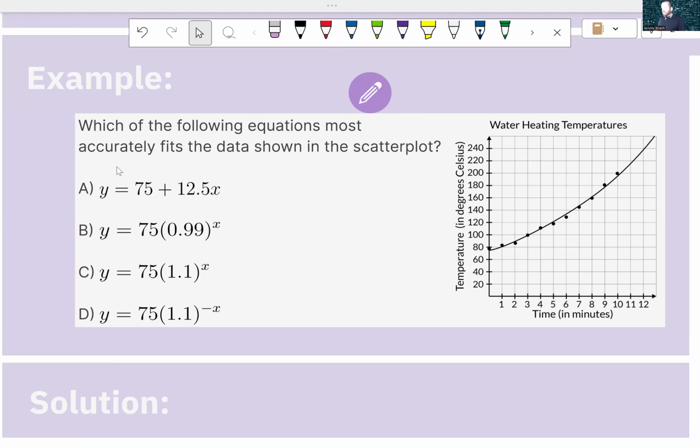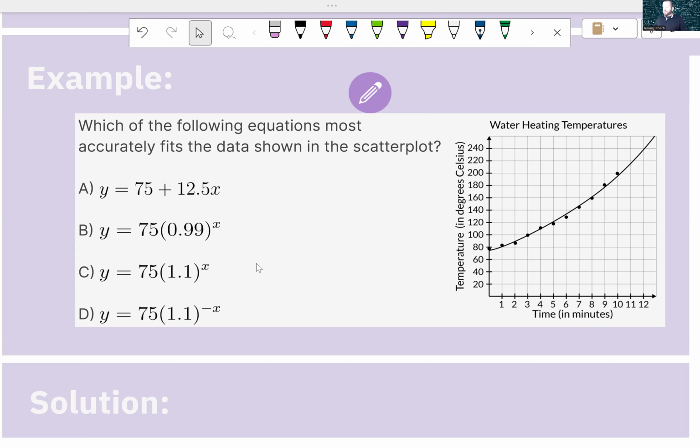But this says, which of the following most accurately fits the data shown in the scatter plot? So this is exponential growth, because it's going up. It's exponential because it's not a straight line. And it's not quadratic because it's not starting to go in a U shape, but it is starting to go up faster and faster as we increase on the x-axis.